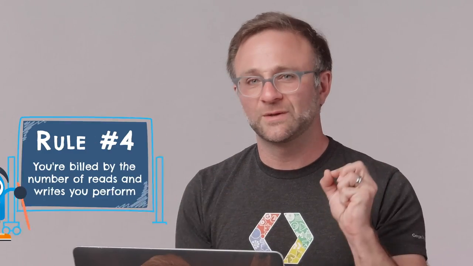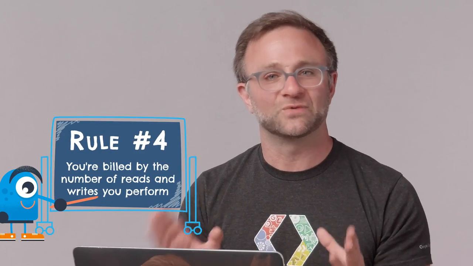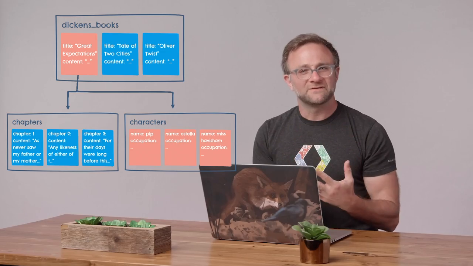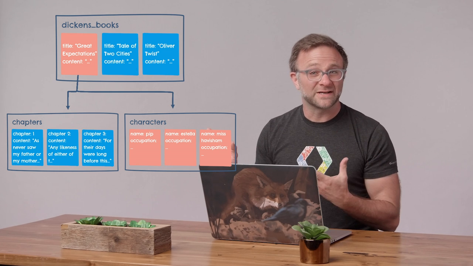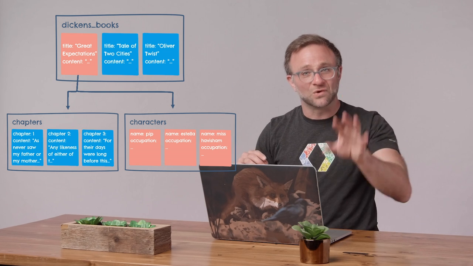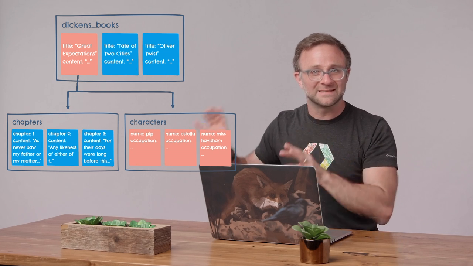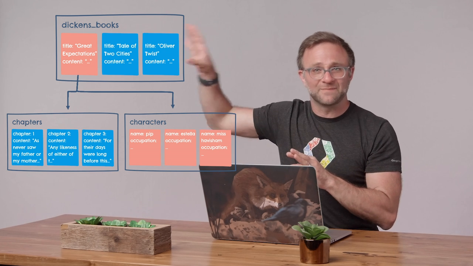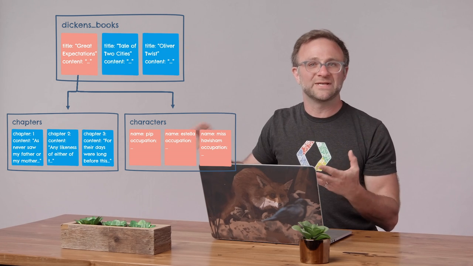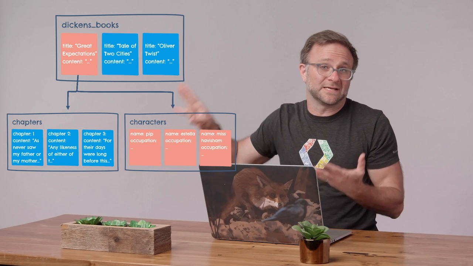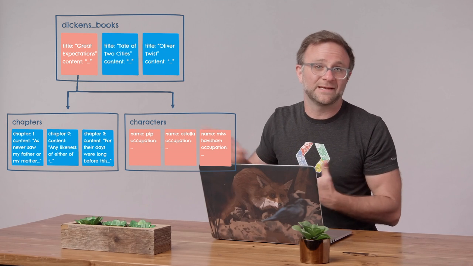There's also another reason this setup might be bad, which is rule number 4, you're billed by the number of reads and writes you perform. The other disadvantage of putting these characters in a subcollection like this is that, and again, this is only assuming I want to grab the documents in this subcollection every single time I grab this main document, I've increased my reads here from one read to several, depending on how many characters I want to read in.